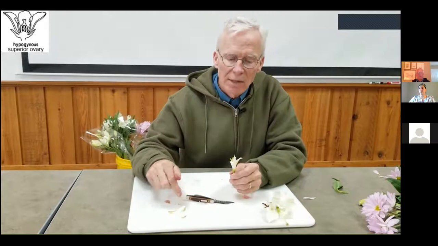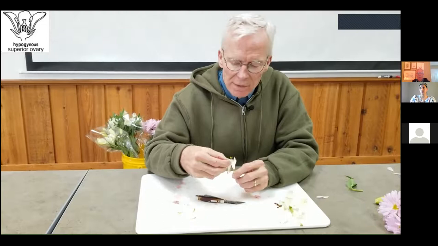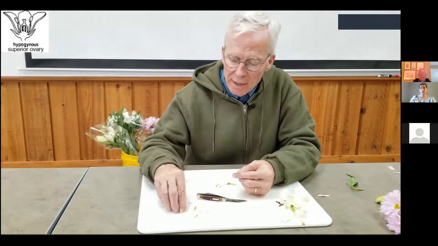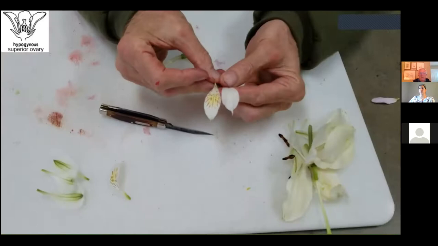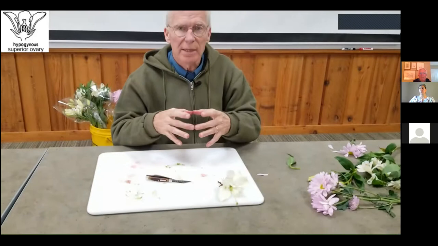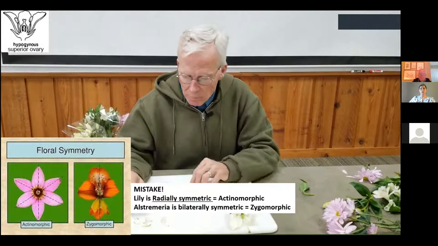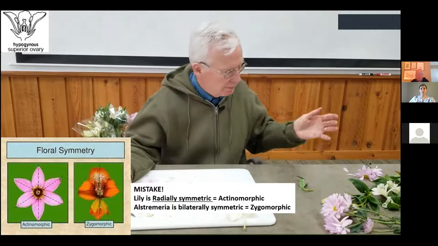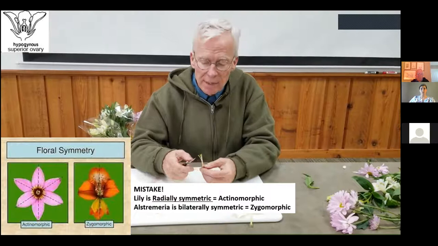Here are my three petals. Alstroemerias are slightly bilaterally symmetric. You'll notice how one of these petals is a little bit different from the other two. So the lily was completely radially symmetric. We call that zygomorphic. With the alstroemeria, it's slightly bilaterally symmetric, or what's called actinomorphic.